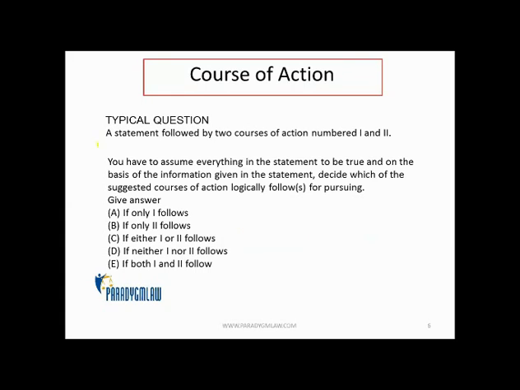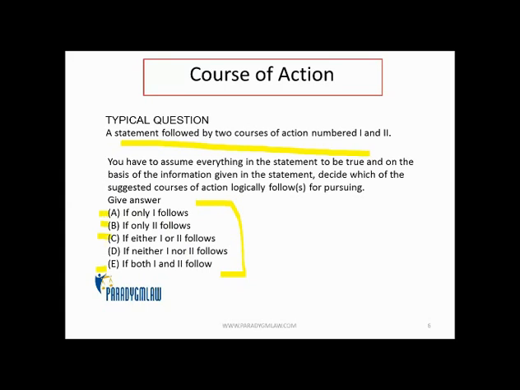You have a statement followed by two courses of action, and you're given about, usually it's only 4 options, so it can be A, B, C and D. So it'll be one of the 4, right? You were never given 5 options in any of these exams. It's one of the 4. So what this means is, you choose option A only if one course of action, that's the first course of action, follows. B, if only 2 follows.